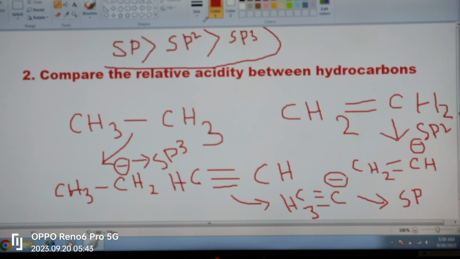Here the stability of the conjugate base is determined by the percentage of s character. That means the variation of hybridization is the key factor. So I think all of you understand it. So the acidity order will be alkyne, then alkene, and then alkane.